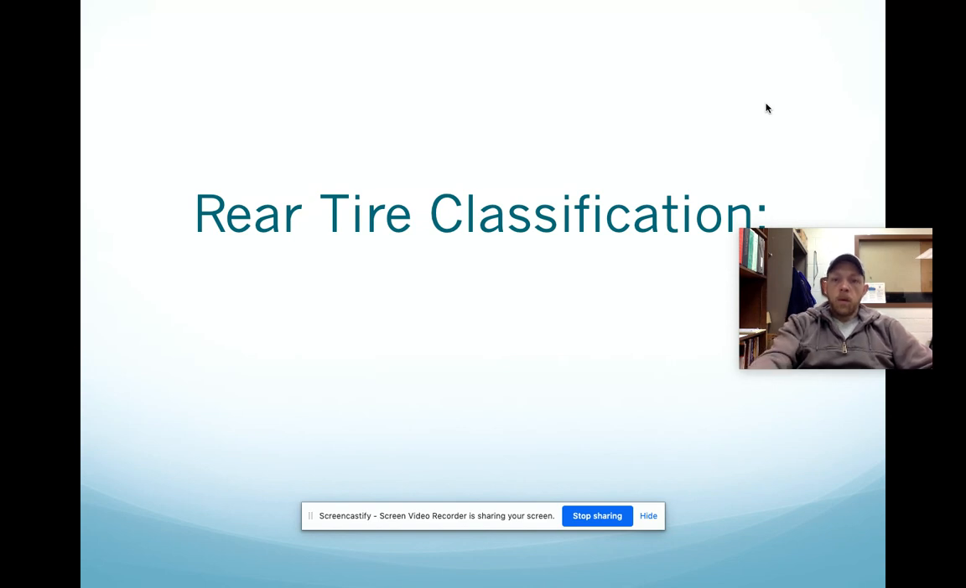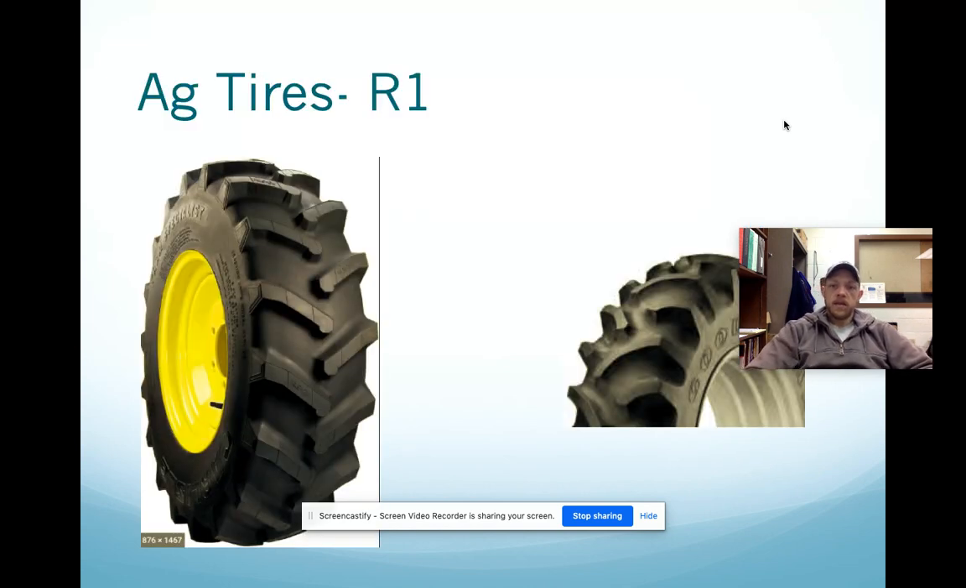All right, so when we look at ag tires, there's a classification system for these tires. We'll go ahead and get started on those. The most common is called an R1.